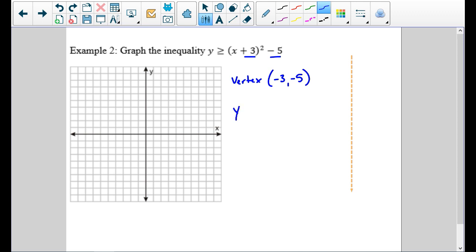Y-intercept, if I plug that 0 in, again, you don't necessarily have to write it all out. You can just do it in your head if you want to. So 3 squared is 9. 9 minus 5 is 4. So the vertex is negative 3, negative 5: 1, 2, 3, and 1, 2, 3, 4, 5. There's my vertex. The y-intercept is at 4: 1, 2, 3, 4.